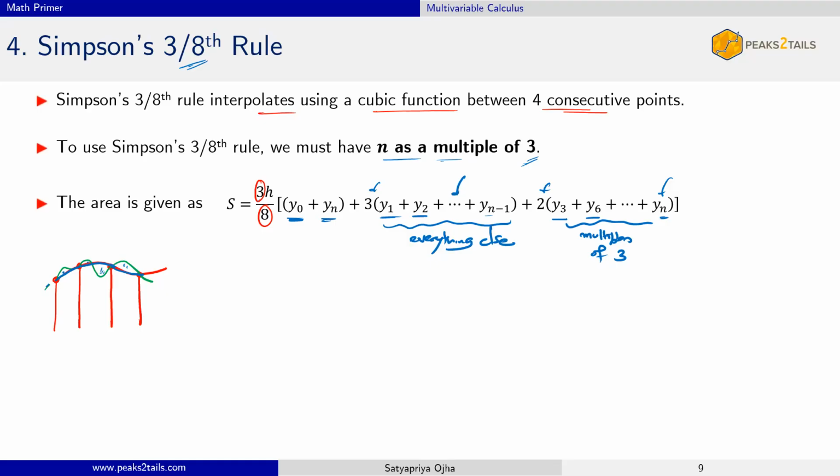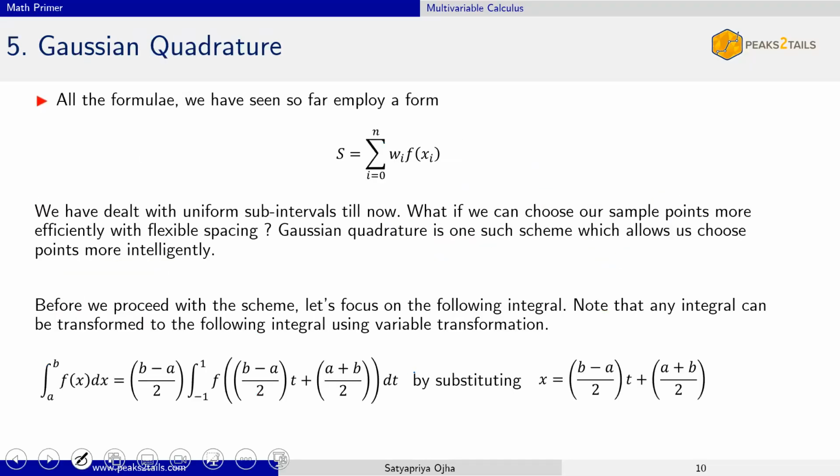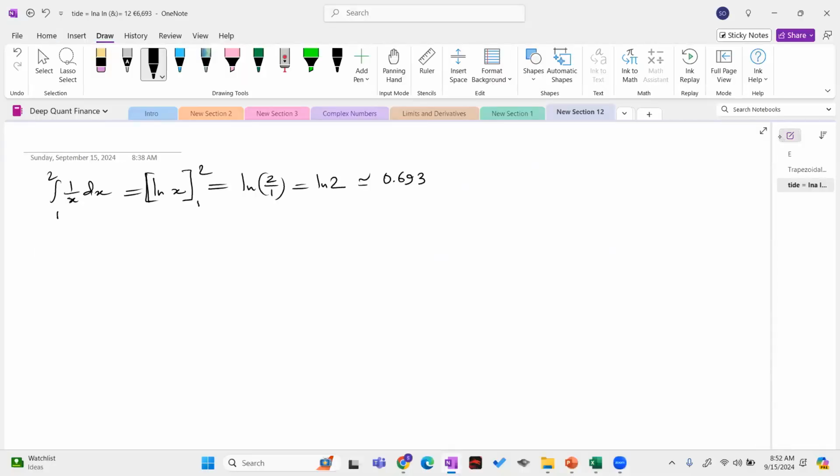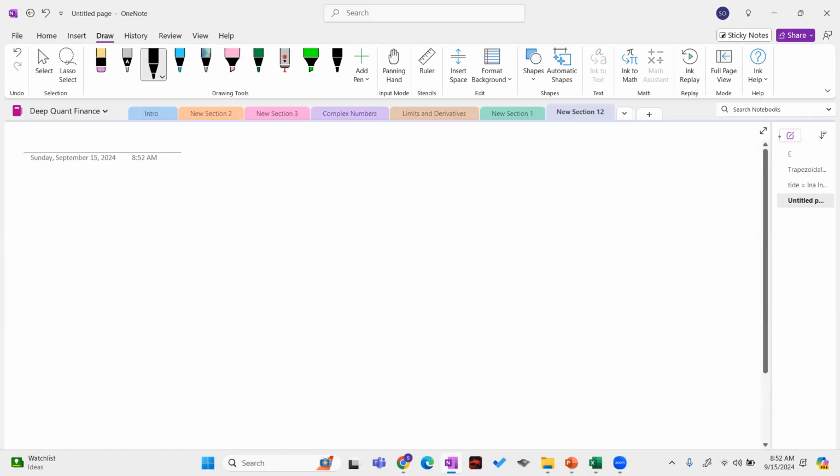All right, so now we'll look at a very, very special algorithm given by none other than Mr. Gauss, right? It's called Gaussian Quadrature. And you'll see the power of this. So all of this stuff is in the slide. You can refer to that. Let me walk you through the idea of Gaussian quadrature.